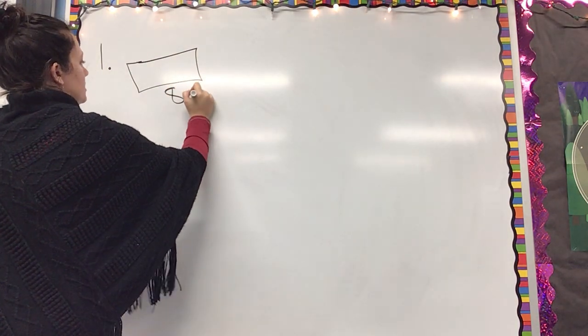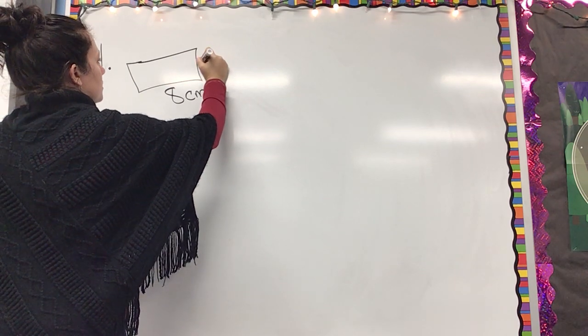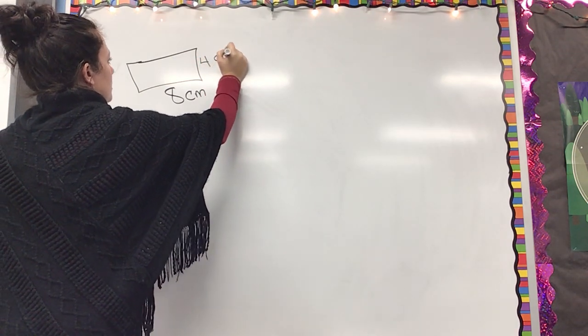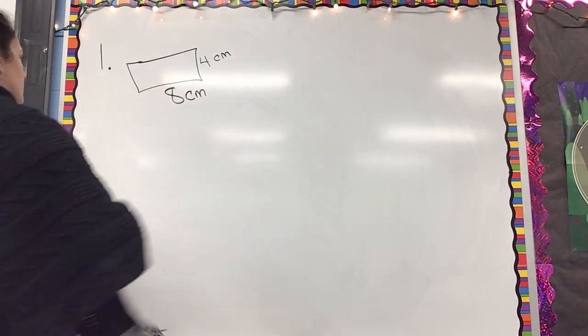A length of 8. With a 4. We are not in art class, so you can just do the best rectangle you can. It doesn't have to be straight. We're not going to actually measure it. This distance is not actually 8 centimeters.